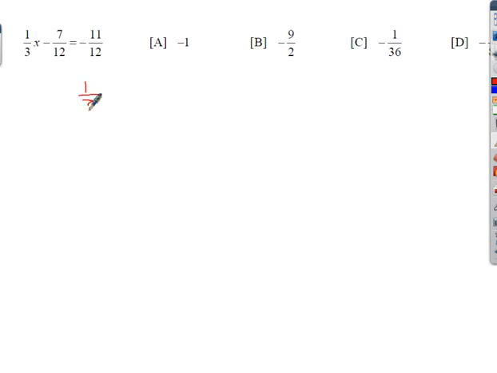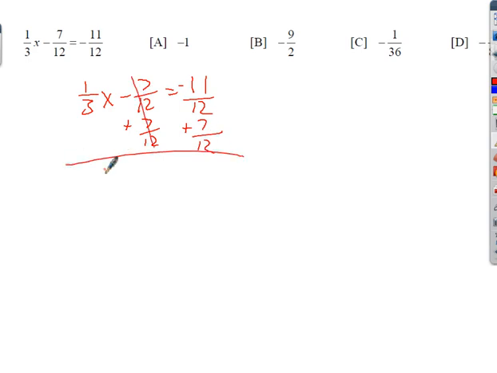Alright, so this time we got 1/3 x minus 7/12 equals negative 11/12. Well, the good news is we've got a common denominator, at least in this beginning part, where we have to add 7/12 to both sides. Alright, and we're left with 1/3 x equals, well, negative 11 plus 7. Remember that you keep the denominator, so we know it's going to be over 12.